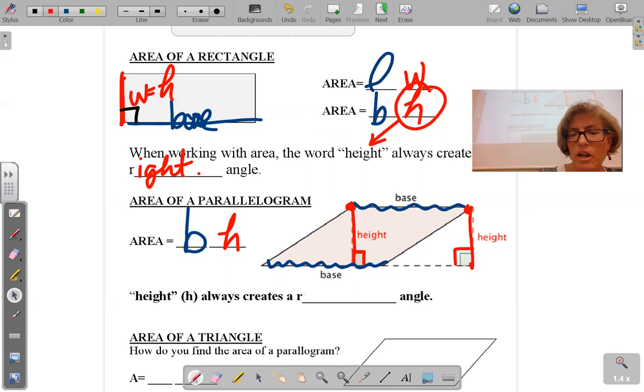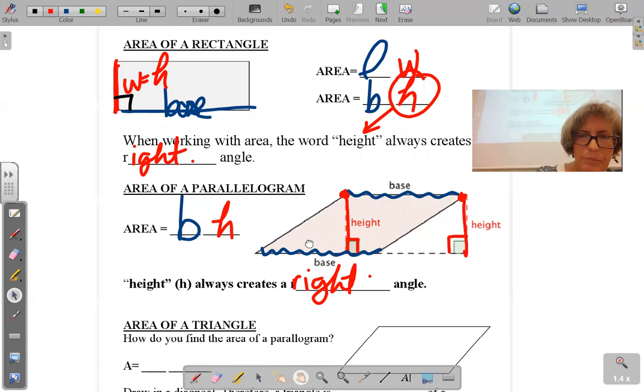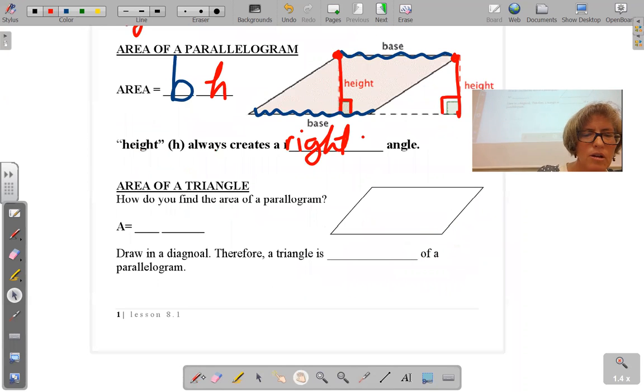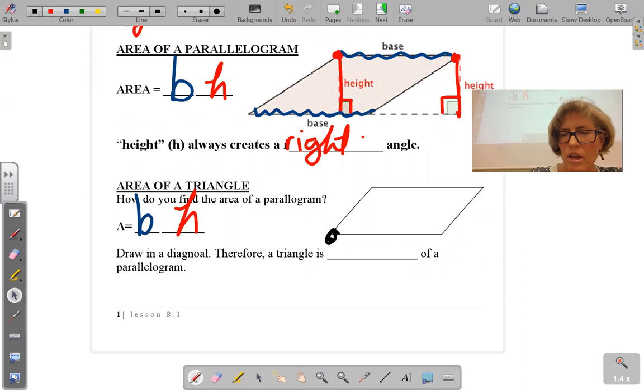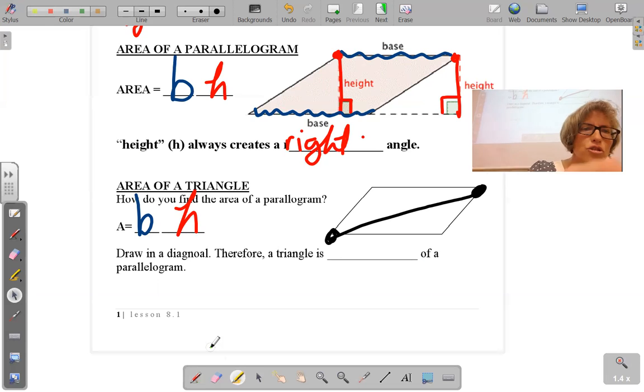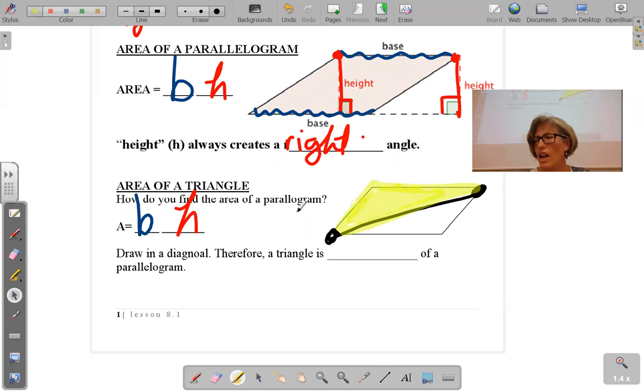So height always creates what kind of an angle? Right. That's super important. Okay. Come over here. We have ourselves a parallelogram. Again, base times height. Connect the corners, draw a diagonal. Let's shade one side. Let me know if I'm going too fast, okay?